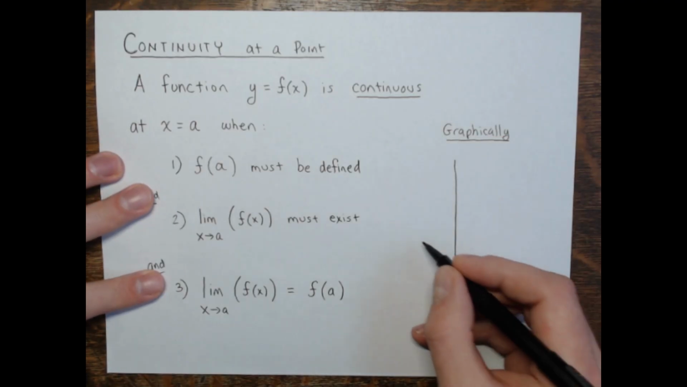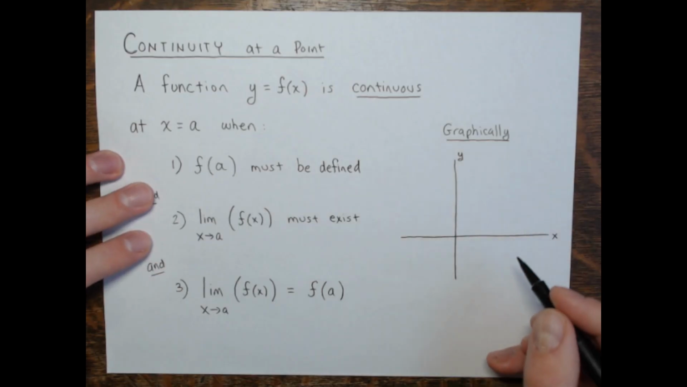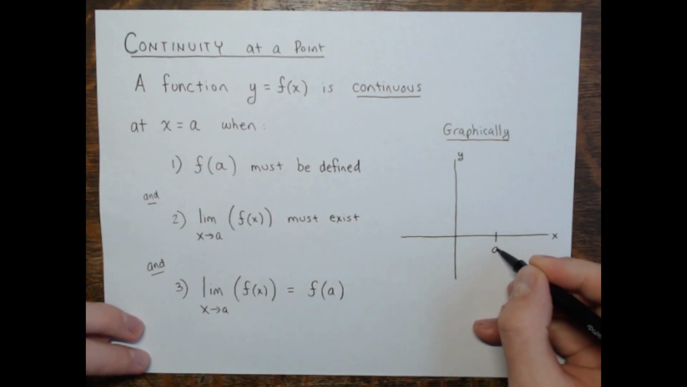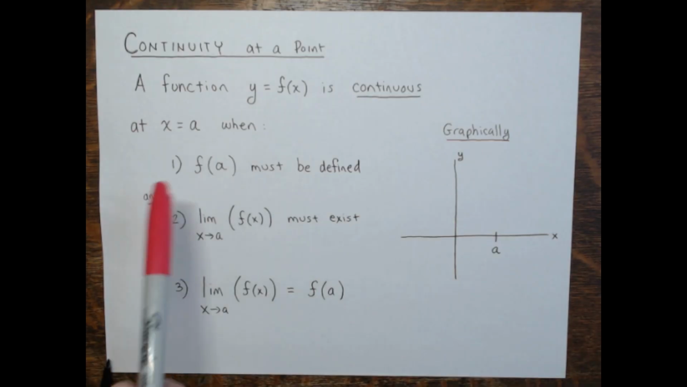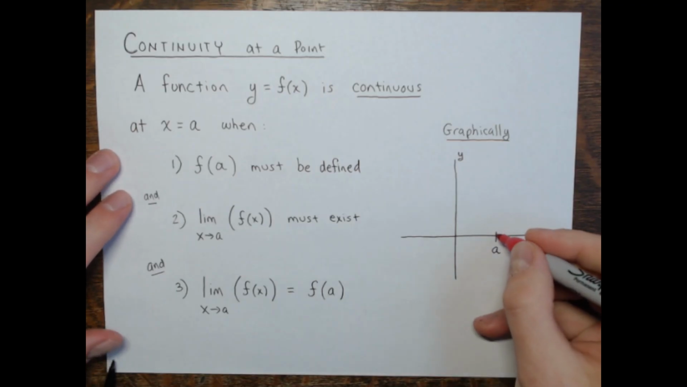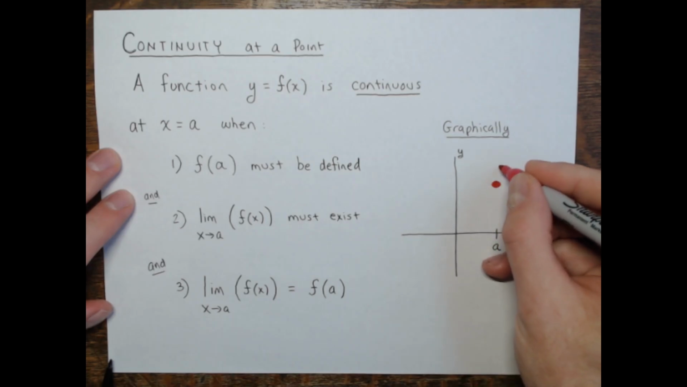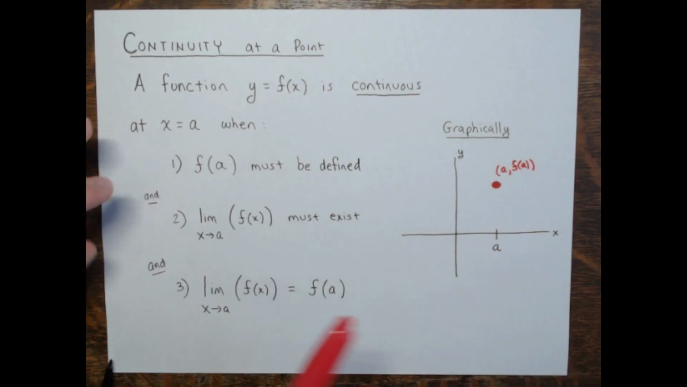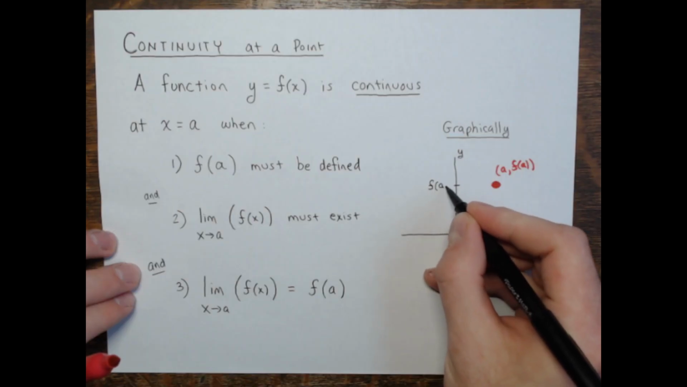At x equals a, when is a function considered continuous there? So here's the xy plane, and here's x equals a on the x-axis. The first condition is that the value of f at a must be defined. So there's got to be a point on the graph. Here's a solid point with a for the input, f of a for the output. I'll put that as the y value over here, f of a.